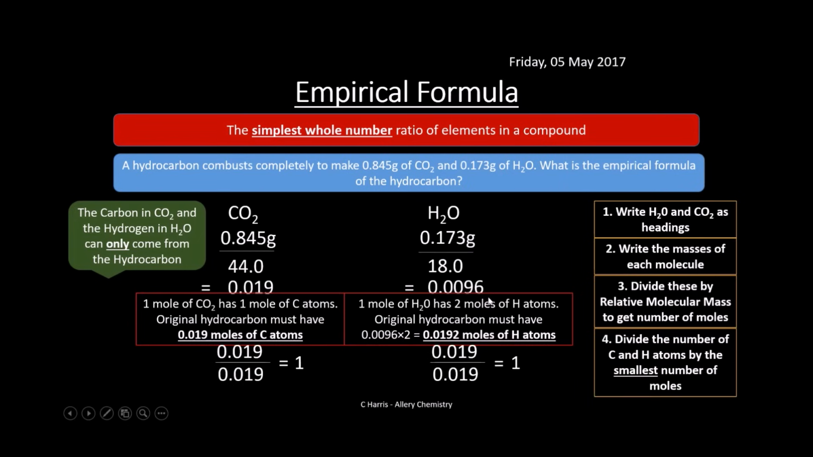Now we've got the number of moles. We basically just do the same setup as we did last time. Number of moles of carbon divided by the smallest number. So we've got a 1 to 1 ratio in this case. So dead straightforward. Empirical formula in this case is just CH. Make sure you understand this little bit here, and you can use it.